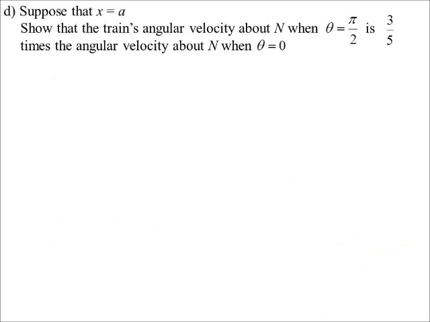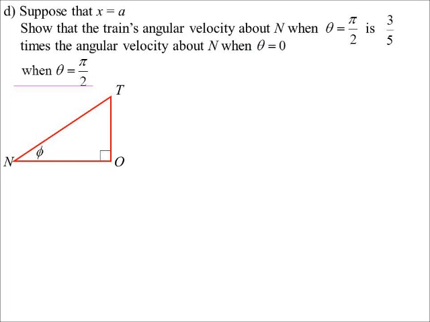Now, suppose that x is equal to a. We're now going to show the train's angular velocity about N, so that's the d phi by dt, when theta is pi on 2 is 3/5 of when theta is equal to 0. So let's investigate when theta is pi on 2. So again, we'll draw up that triangle, but now theta is pi on 2, so angle NOT is 90 degrees now. OT is the radius, which we've defined to be a. ON will now be 2a, because we've said x is equal to a.